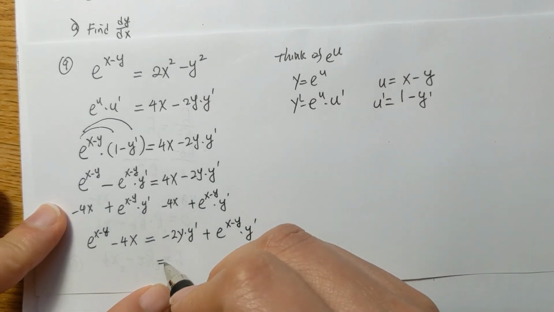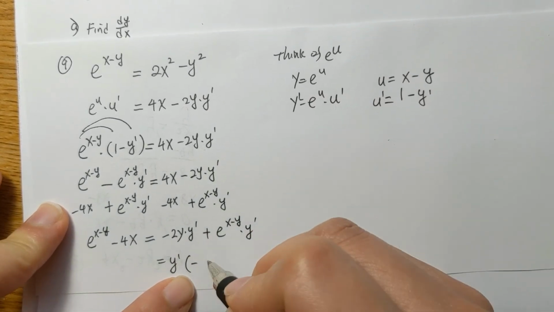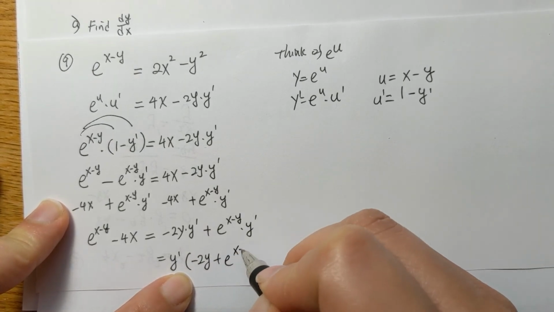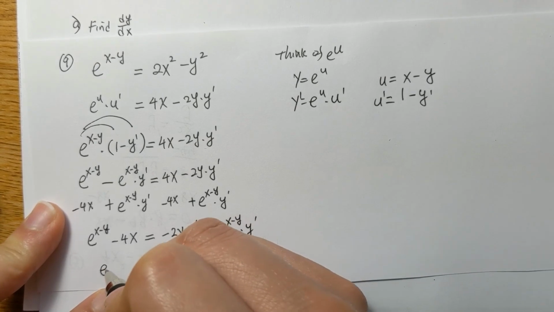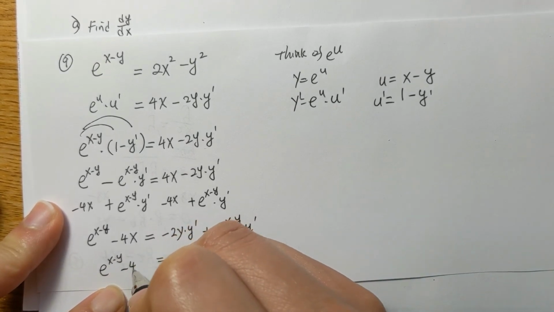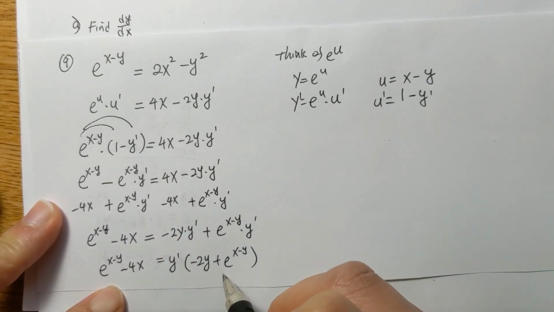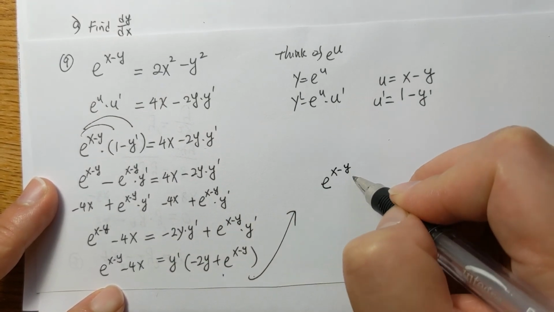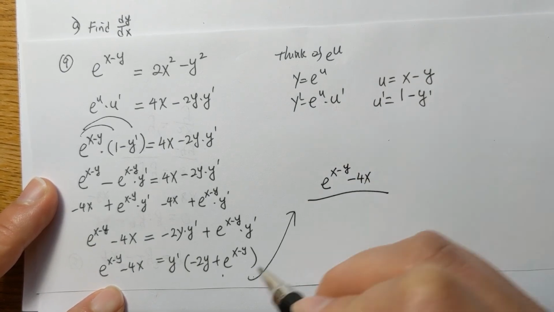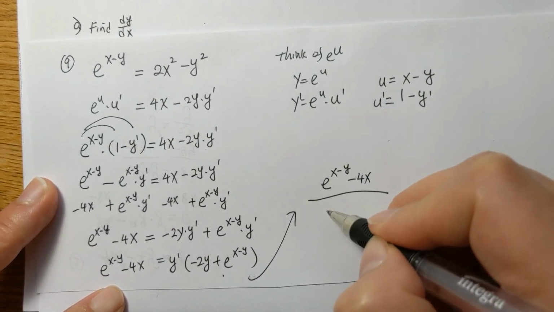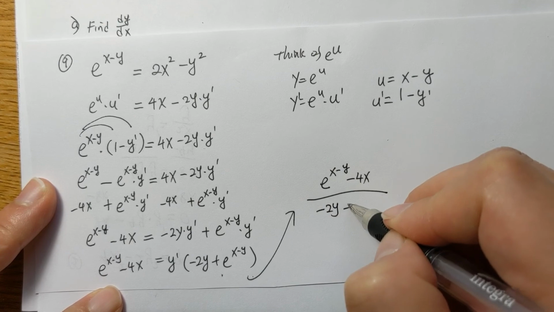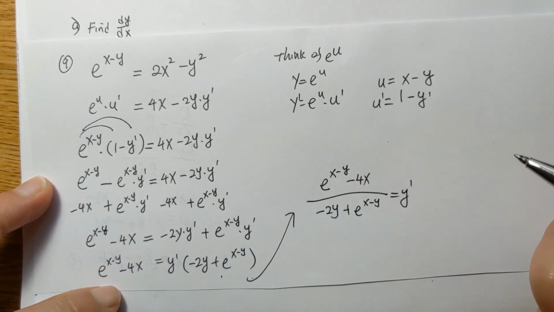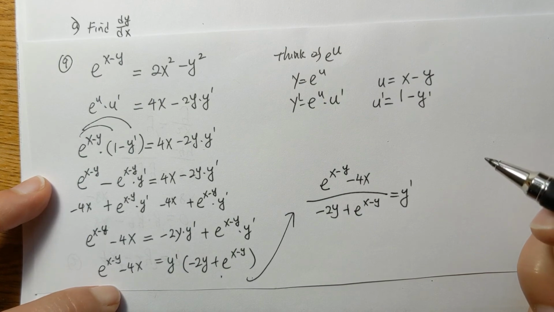Next, factor out the y prime. So I get y prime times negative 2y plus e to the x minus y, and you have e to the x minus y minus 4x. Divide both sides by this. So you have e to the x minus y minus 4x over this part, which is negative 2y plus e to the x minus y. So I finished finding dy/dx.